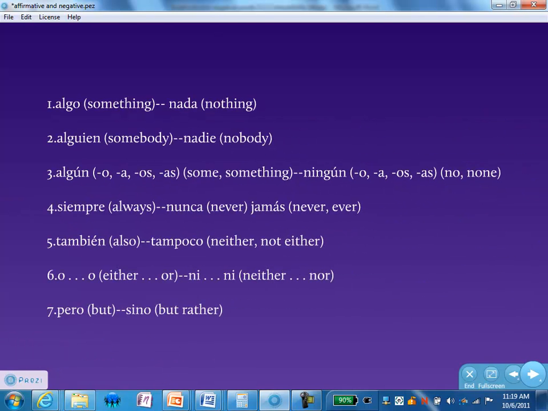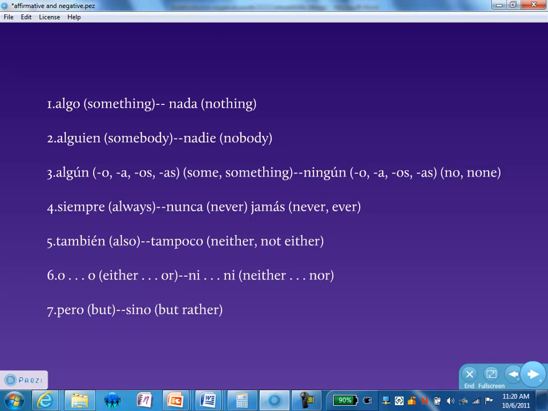We have several other ways of making statements affirmative and also negative. We can make a statement affirmative by using an affirmative or an indefinite word. These are words that aren't very specific. Examples of these are algo, something, alguien, somebody, algún, which can be alguno, alguna, algunos, and algunas. That means some or something.